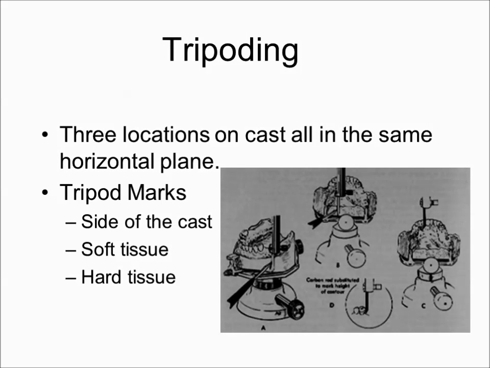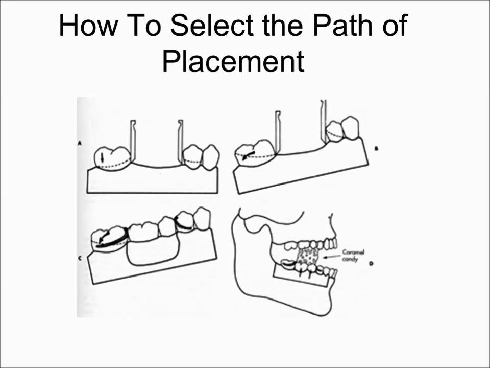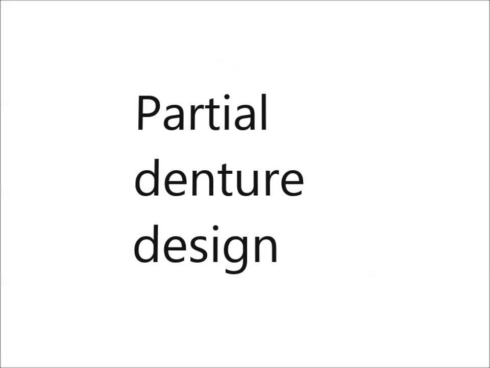Tripoding is referencing the position of the cast to the path of insertion. It is usually done in one of 2 ways, by marking the cast in 3 locations. This permits reorientation of the cast on the surveyor. Tripoding is necessary for the laboratory technician to fabricate your partial denture along the path you have established. In this lecture we have reviewed use of the diagnostic cast, design sheet, drawing the design, and surveying the cast.